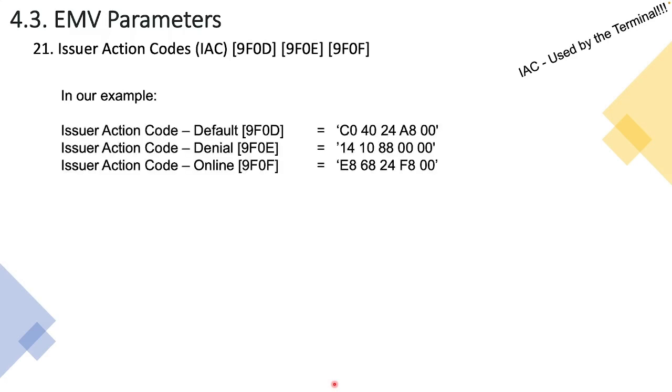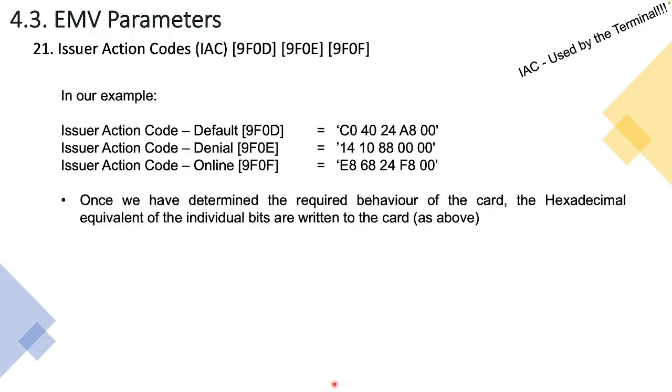So let's look at our example. We had issuer action code default, denial, online. We've got a 5-byte value. Okay, so we take this and we will put 9F0D, 9F0E, 9F0F with the length indicator of 5, and then we put the value. So remember, it'll be tag, length, and value, and this will go into the card.